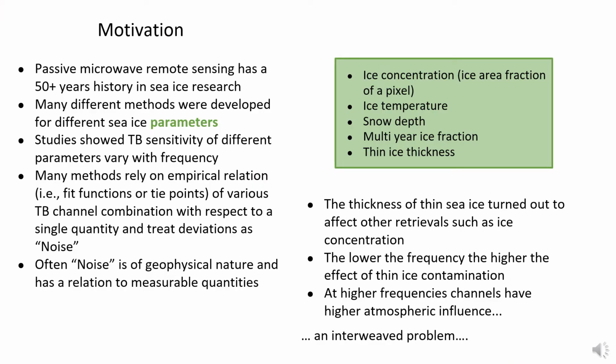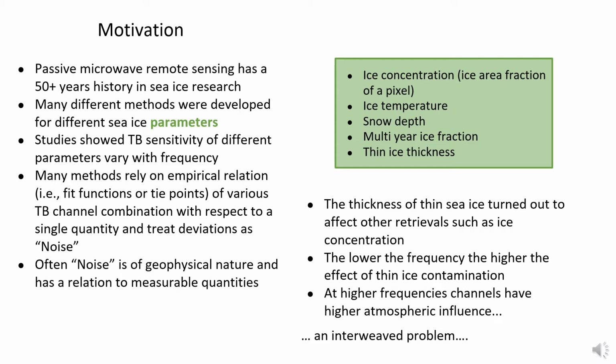Passive microwave remote sensing has a long history in sea ice research. Many different methods were developed for different sea ice parameters, such as ice concentration, ice temperature, snow depth, multi-year ice fraction, or thin ice thickness. Studies showed that brightness temperature sensitivity to different parameters varies with frequency.